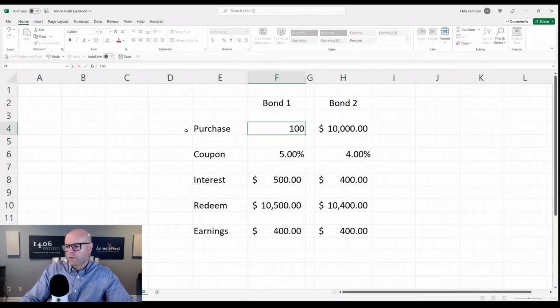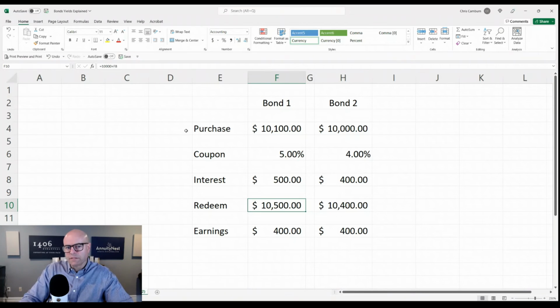So if you have a bond that, as we did earlier, you bought for $10,000, it pays you $500. You make $500. But if you pay $10,100, you pay $100 more. It's called a premium. You pay $10,100, it redeems for $10,500. Now you've only made $400, which matches up with the new bonds.